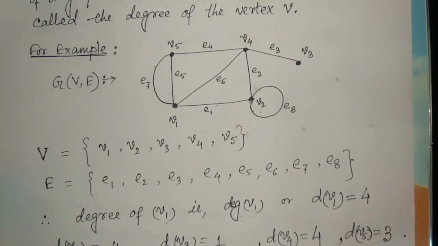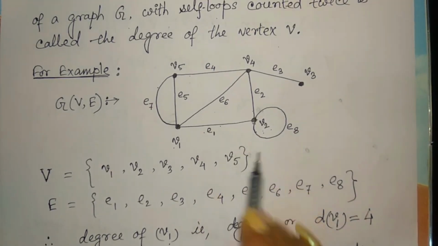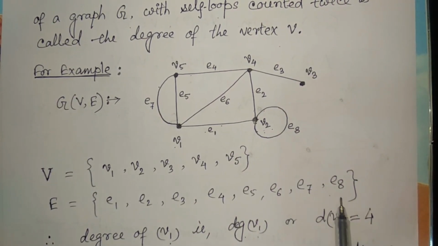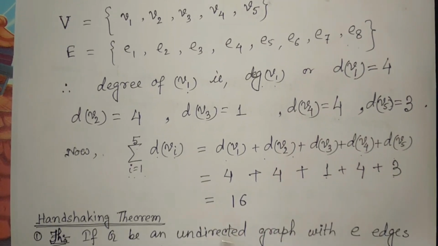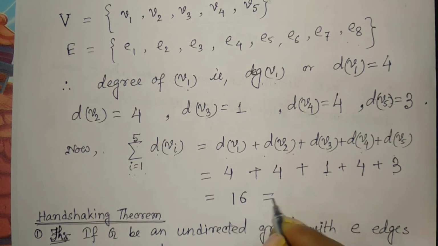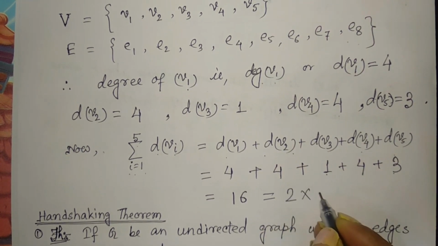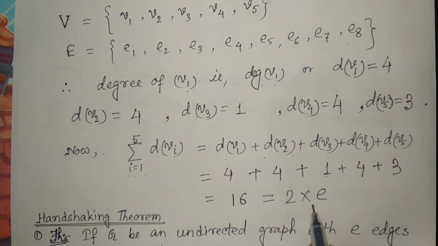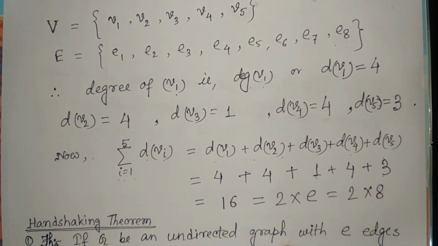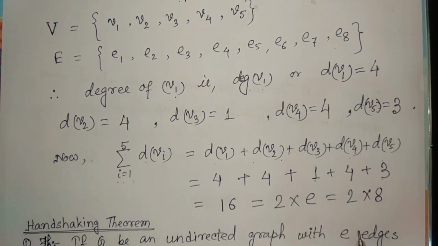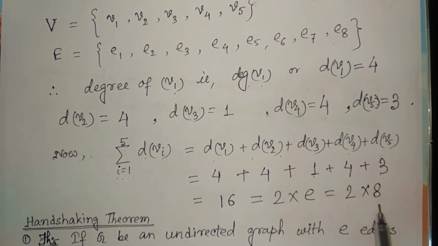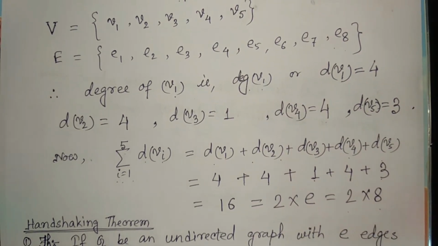Now look, how many edges are given in this figure? Here total 8 edges are there. So total 8 edges and the degree count is 16. So we can say 16 is actually 2 into the number of edges, that is, here it is 8. So the total degree is just twice the number of edges.